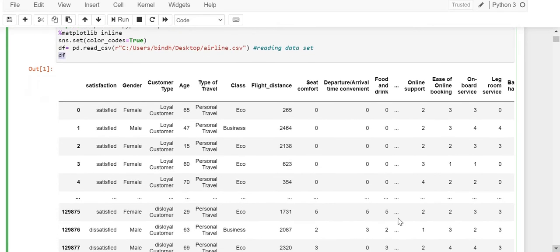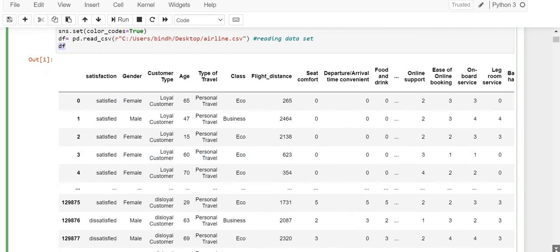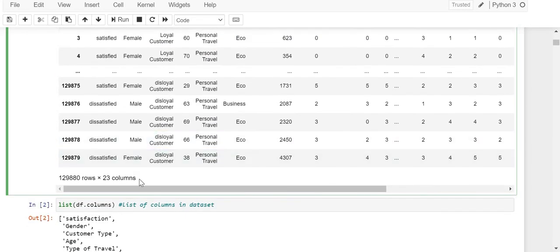This is my dataset. The first 5 and last 5 rows are shown here. These are my columns. My dataset totally consists of 1,29,880 rows and 23 columns.